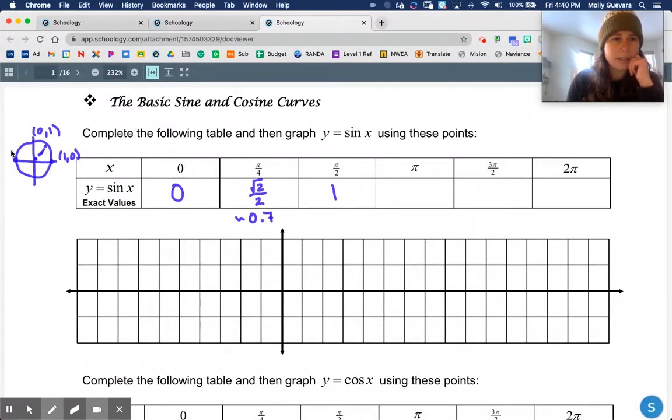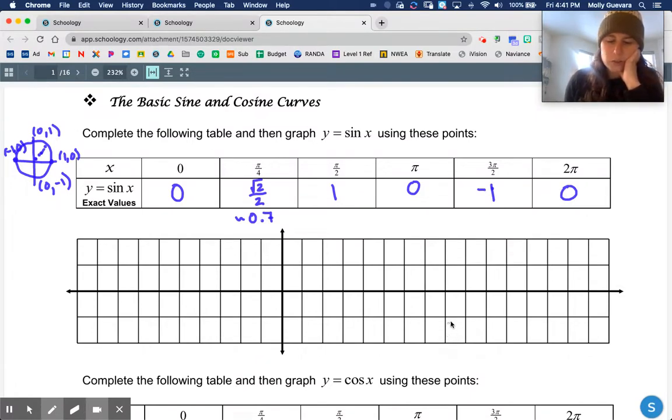At pi, again, it's negative 1, 0. So my y value is 0. At 3 pi over 2, it's 0, negative 1. So my y value is negative 1. And then at 2 pi, again, it goes back to 0.